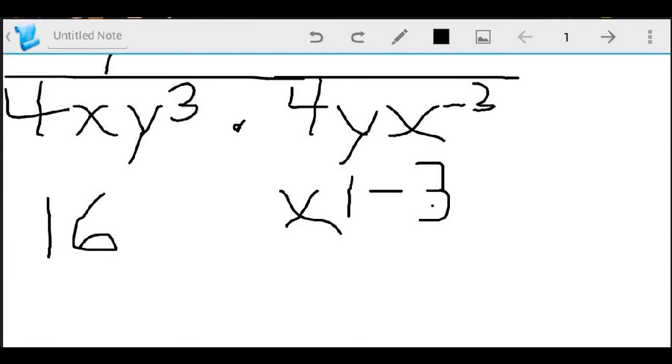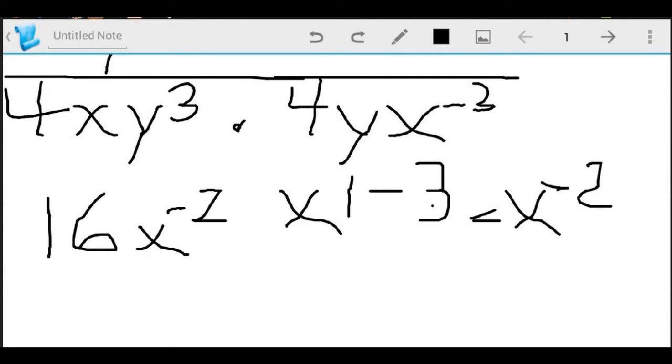Remember, we're following the product rule. What is really happening is 1 plus a negative 3, but because of signed numbers, it becomes 1 minus 3, so now we are left here with x to the negative 2 power. So here we have 16x to the negative 2. I hope you guys see that's a 2.